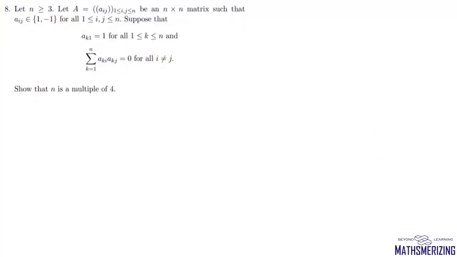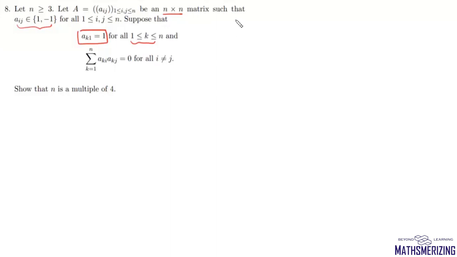Now question number 8, it says there is some matrix A which is an n cross n matrix such that any element aij belongs to this set which is 1 and minus 1. So any entry in this matrix is either plus 1 or minus 1. Now it says that suppose that ak1 is 1 for all k between 1 and n both inclusive, and this summation k varies from 1 to n, aki akj is equal to 0 for all i unequal to j, then show that n is a multiple of 4.